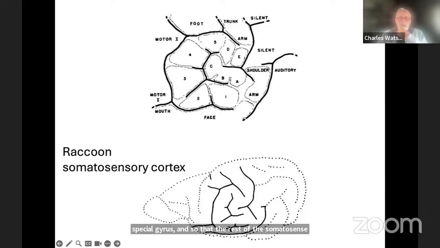Here's the mouth and the face. That's the area just down underneath there, and then the arm and other areas are located, shoulder and arm a little bit down there as well, outside of that. But there's a disproportionate area that's devoted to the digits in the hand.